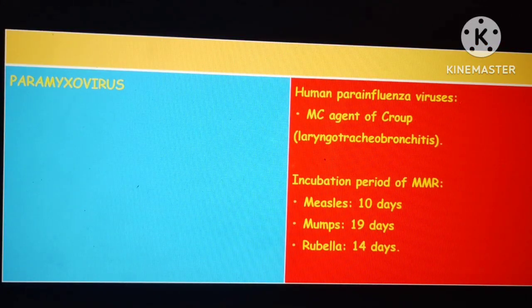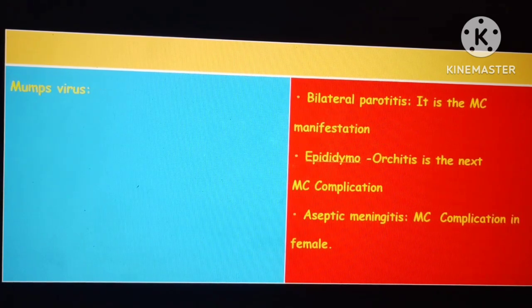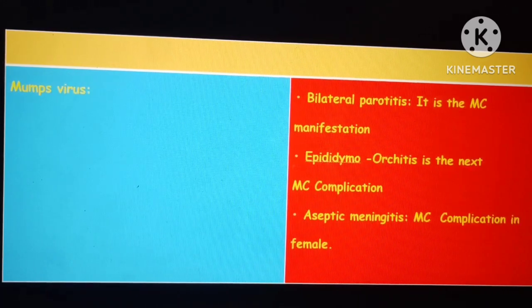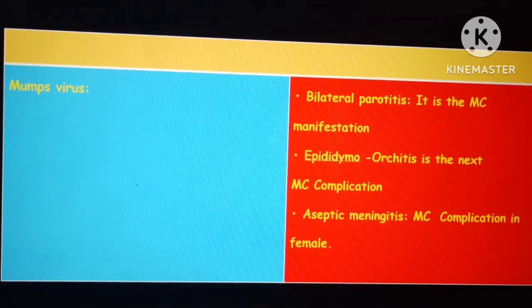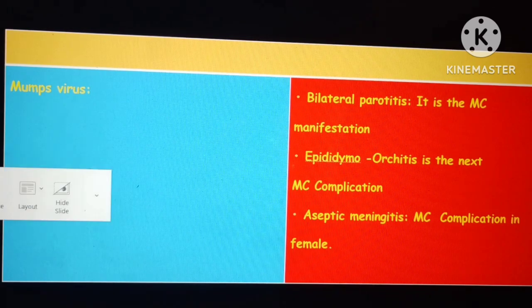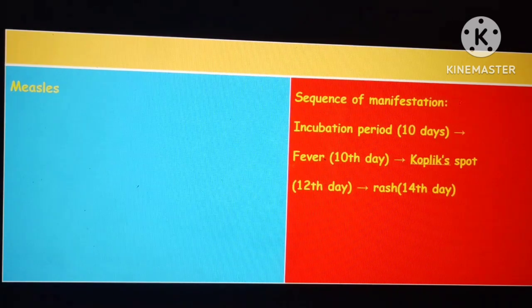Coming to paramyxovirus, first it is human parainfluenza virus. It is the most common agent causing croup. And coming to the incubation period of MMR, that is 9, 10, 19 and 14. So friends, there is a mnemonic for the incubation period. I will be posting it in the description box. The most common manifestation is bilateral parotitis. The second complication is epididymo-orchitis, and in females it presents as aseptic meningitis.